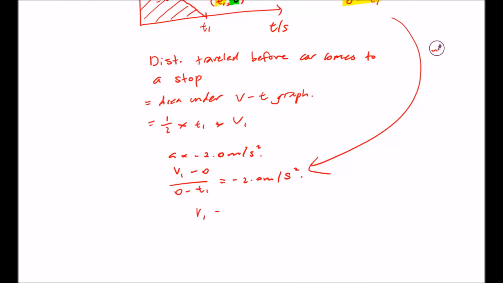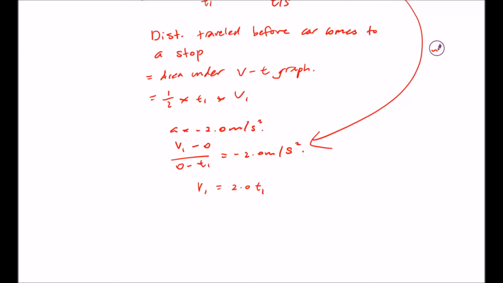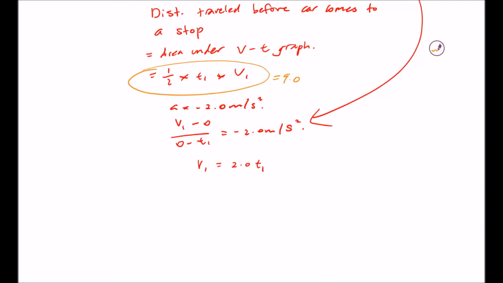So we know that v1 equals 2.0 t1. So that's the relationship between v and t. Now the question wants us to find how long it takes him to stop, right? Over here we've got an equation with two unknowns, and we know that this equation is equal to 9.0. So what we do now is put this relationship into this equation.